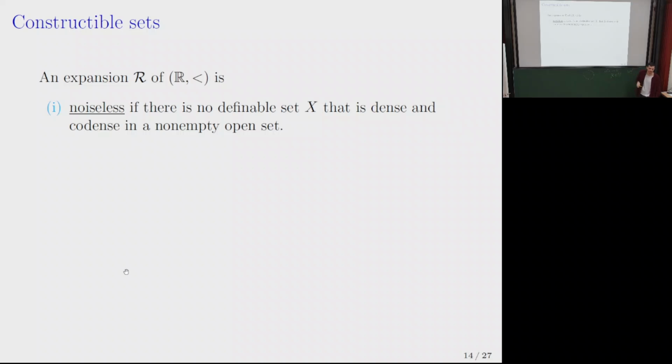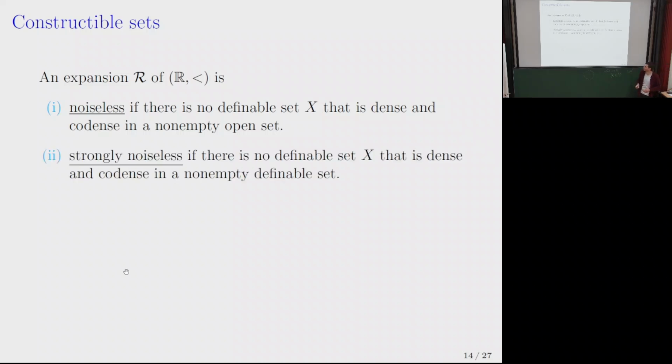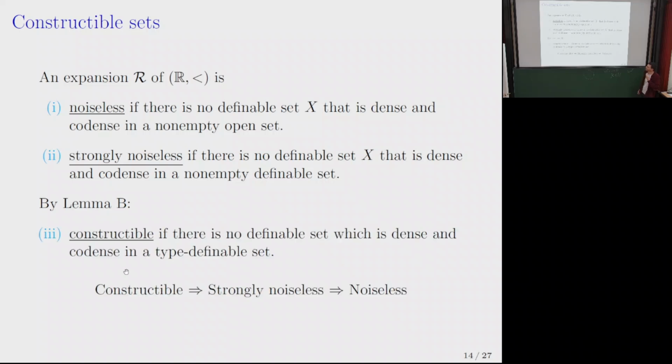We talk about noiseless expansions. Even better than noiseless would be strongly noiseless, which is there is no definable set that is dense and codense in another non-empty definable set. Okay? And now we realize by lemma B, it's constructible if there is no definable set which is dense and codense in a type definable set. Right? So you can construct this notion of constructibility in terms of objects that are dense and codense.